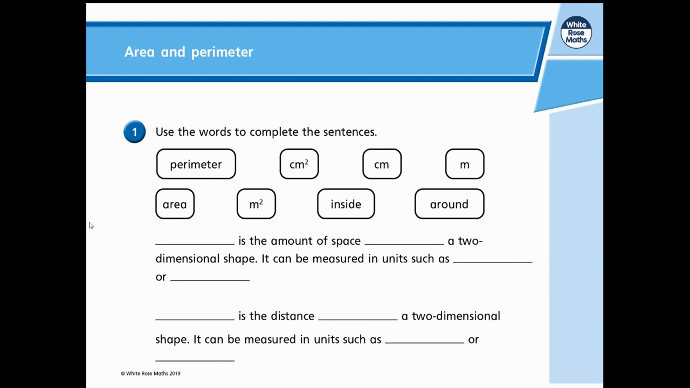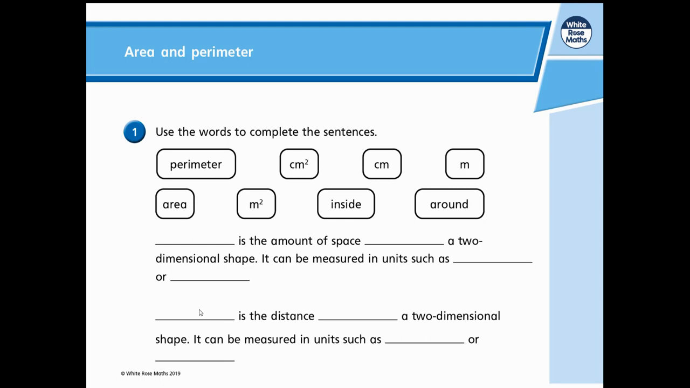Okay, so now you've had a go. Let's have a go together. So here, the first one is something is the amount of space. So area or perimeter? Well, hopefully you've put area. Area is the amount of space inside a 2-dimensional shape. It can be measured in units such as centimetres squared, which would be this one here, or meters squared. And the squared just means because normally we times the outsides to help us work it out.